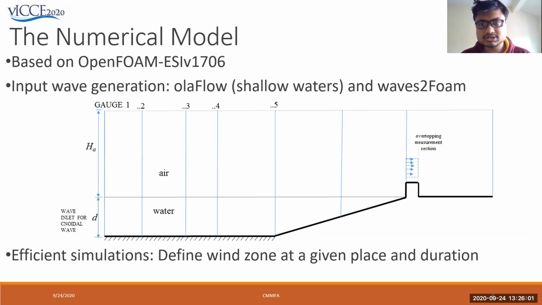The numerical model is a two-phase CFD solver based on the open source model OpenFOAM, and the computational domain, as we see in this slide, consists of a constant water depth region where we try to achieve the desired wave conditions by proper boundary conditions at the inlet. There is a fixed structure at the top of a sloping beach mimicking the coastal defense, and there is a narrow wind zone close to the coastal defense, through which we try to import the desired wind field in our domain.